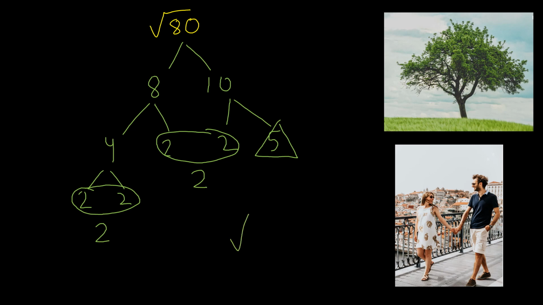So I got my radical house. I know that there's now two people dating, so it's 2 times 2. And I know that this one is single, so it stays inside the house. So the final answer will be 4 square roots of 5.